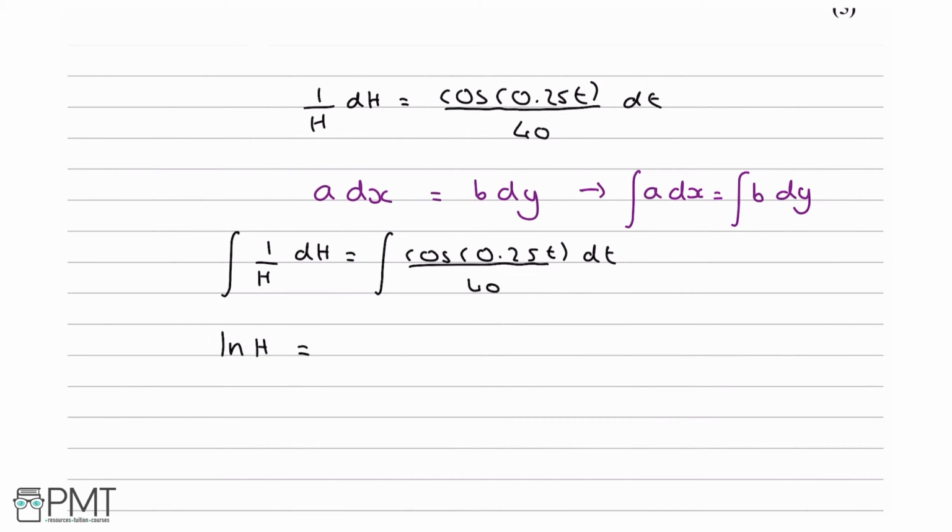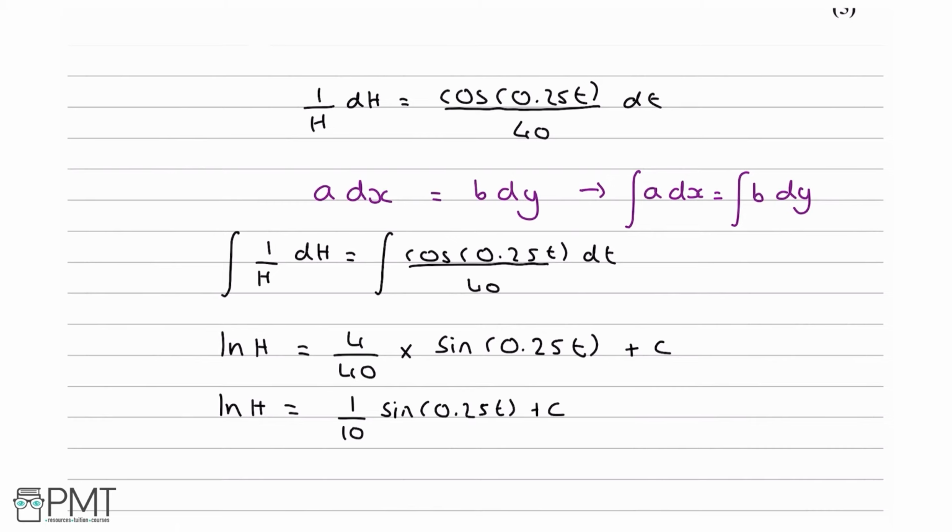0.25t, if you were to take the differential of it, you would get 1 over 0.25, which means 4. So it is going to be 4 over 40 times the sine of 0.25t plus c, because we're integrating, we need our constant of integration. Alright, simplifying this a bit means we have ln h equals 1 over 10 times sine of 0.25t plus c as such.